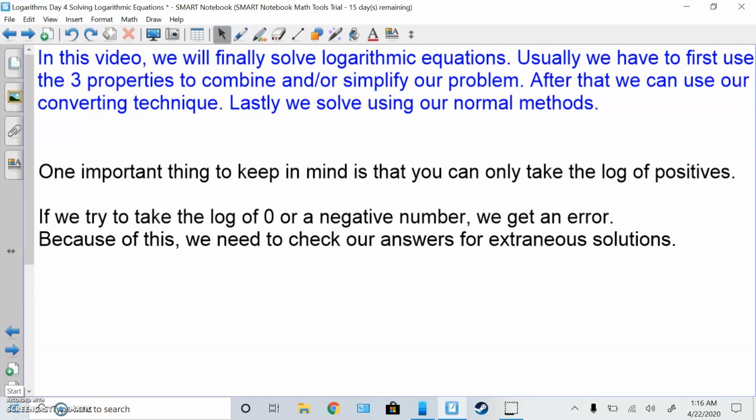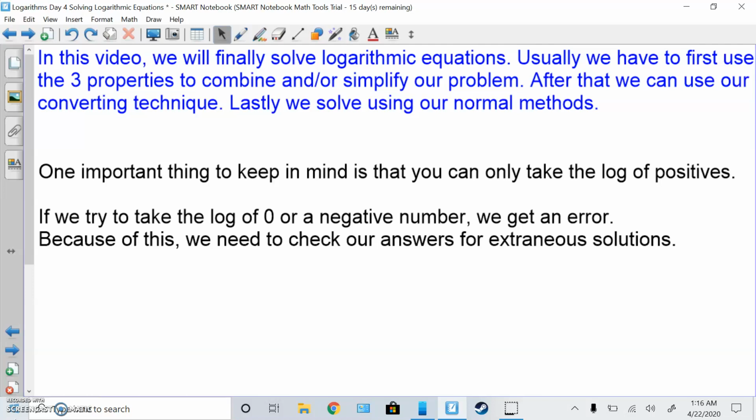So in this video, we'll finally start solving them. Usually we first have to use the three properties to combine or simplify our problem. After that, we can use our converting technique, and then finally we use our normal solving methods. For example, if it's linear, get x by itself. If it's quadratic, set it equal to 0, and then use the quadratic formula or factor.